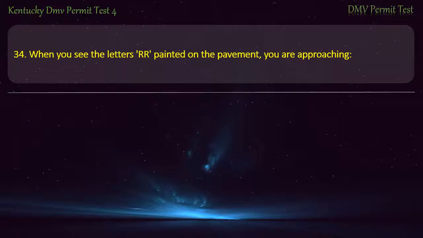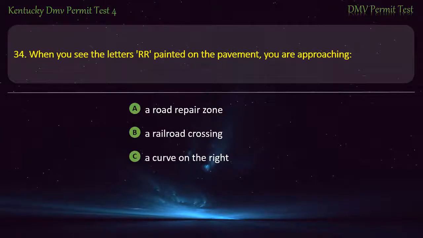Question 34. When you see the letters RR painted on the pavement, you are approaching a road repair zone. A railroad crossing. A curve on the right. A closed road. Answer. A railroad crossing.